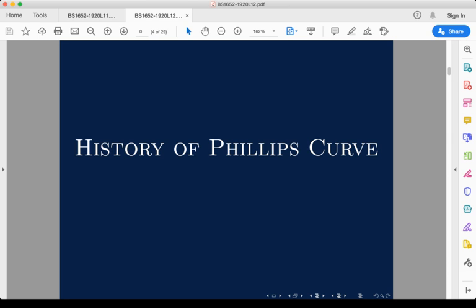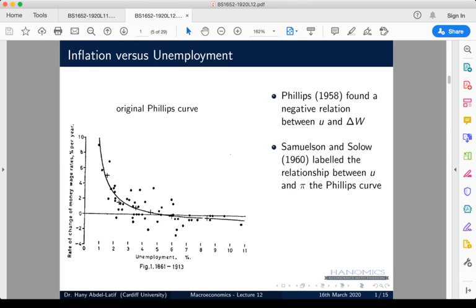So in 1958, Phillips found that there is a negative relationship between the unemployment rate and the rate of change of money wage rates. As you see, this graph was taken from his original paper, published in 1958, and this is data for the UK.